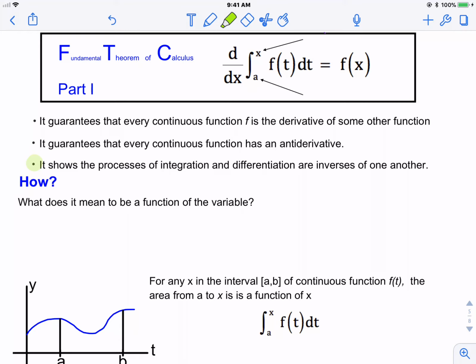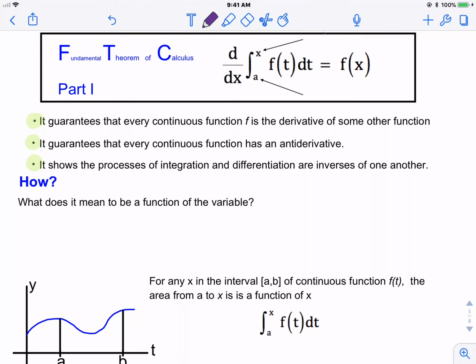It also guarantees that every single continuous function has an antiderivative, and it guarantees that every function is the derivative of some other function. We don't always know what the derivative or the antiderivative is, but the fundamental theorem guarantees us that it exists for every continuous function.